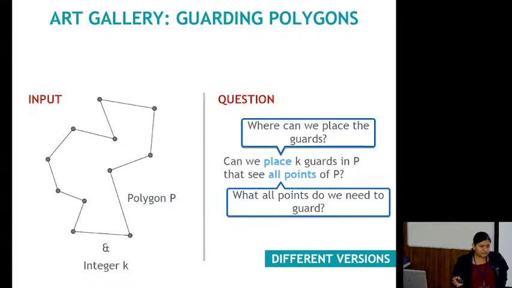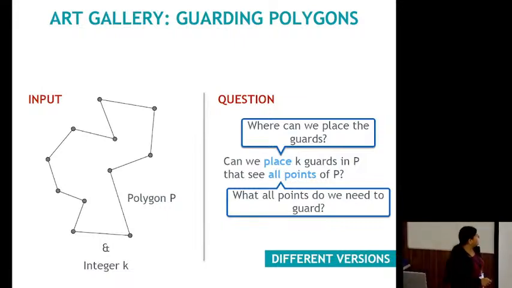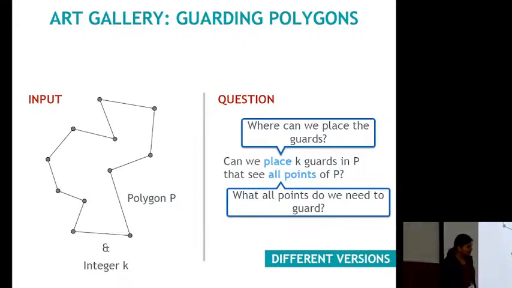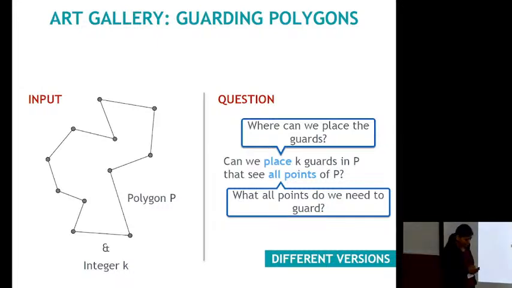There are various variants of the art gallery problem that have been considered in the literature. They are all quite well studied, based on where we can place the guards and what points of the polygon we are required to guard. So based on these two constraints, we get different versions.